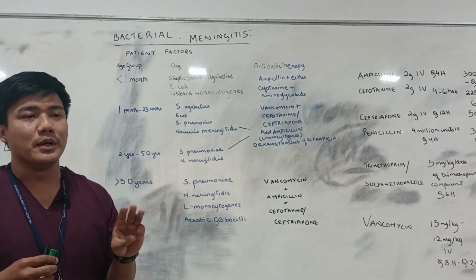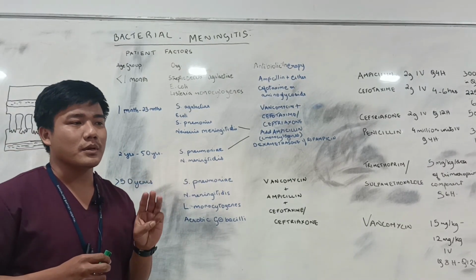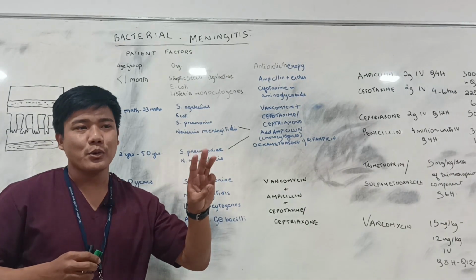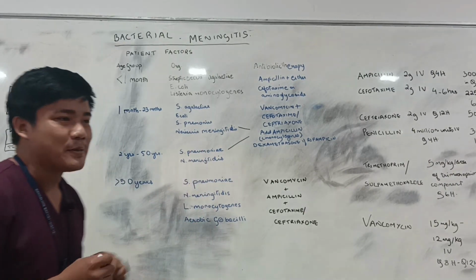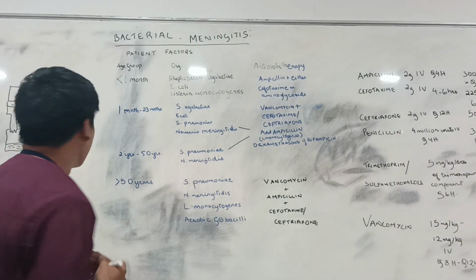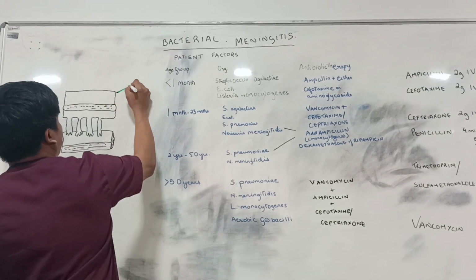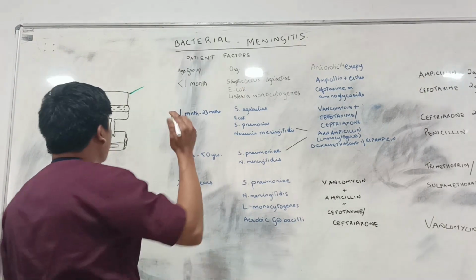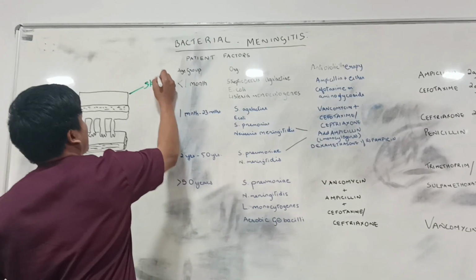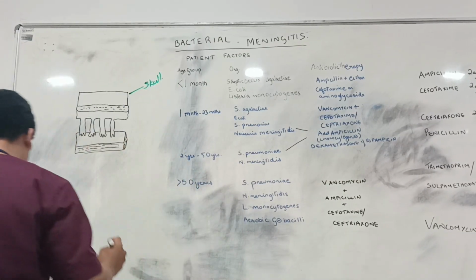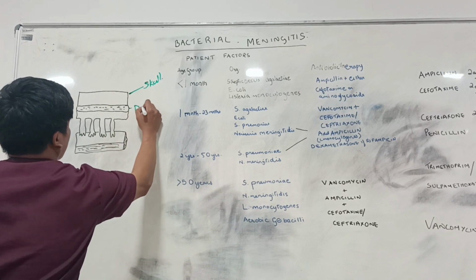Do you know about the meninges? How many does it include, right? Three, right? What are the names? Can you tell? Okay, let's say this is the brain part, okay? It is covered by the skull, and here the dura mater is there.